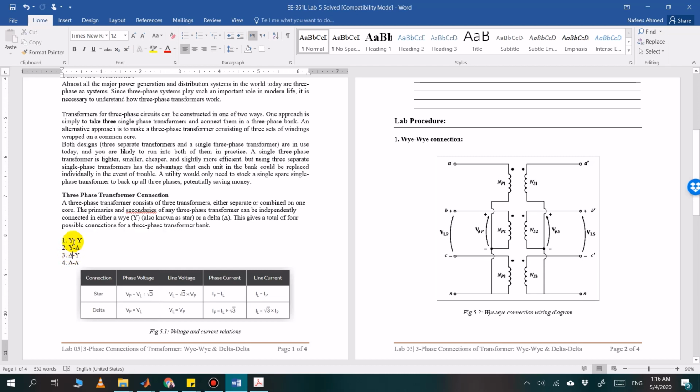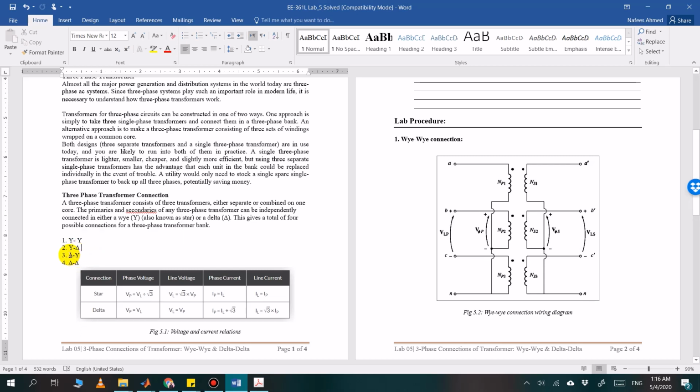It can be connected in Y-Y. Y-Y means that the primary side is connected in Y configuration and the secondary side is also connected in Y configuration. On the other hand, if you talk about this one, the Y-Delta, it means the primary side is connected in Y connection and the secondary winding is connected in delta configuration.